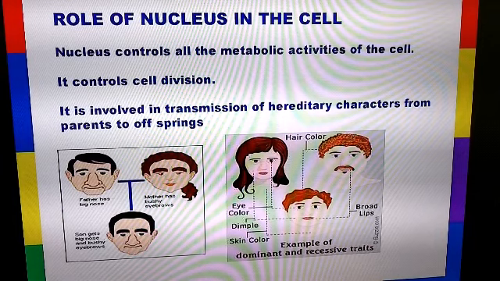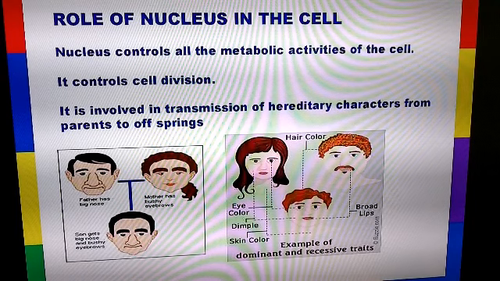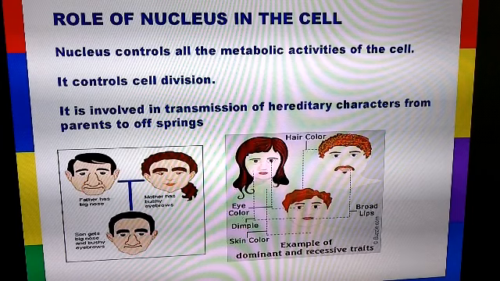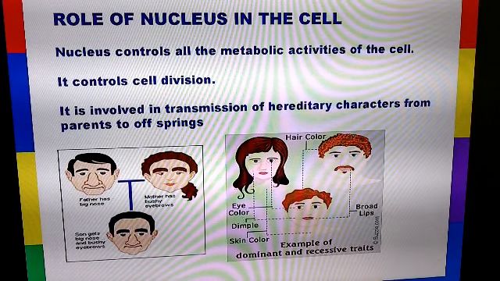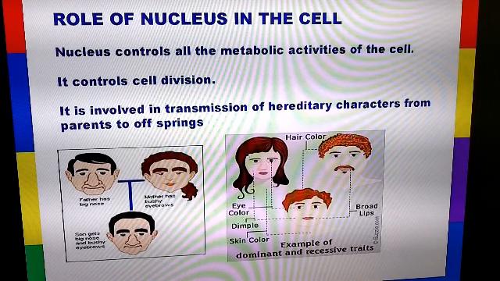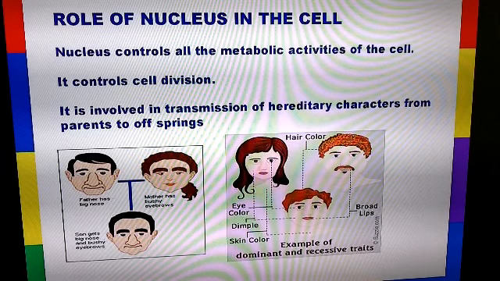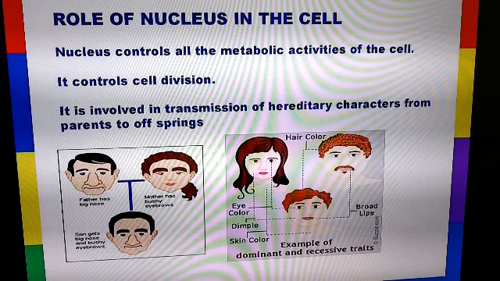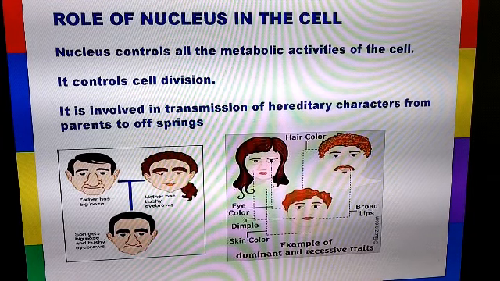Is it exactly directly the nucleus? No, the nucleus contains chromatin fibers. The chromatin fibers arrange themselves during cell division. They transform themselves into condensed chromosomes. The chromosomes contain DNA, and this DNA is responsible for transmitting the hereditary characters from parents to the offspring. So indirectly, the DNA is present inside the nucleus, and therefore we are saying that the nucleus is involved in transmission of hereditary characters from parents to offspring.